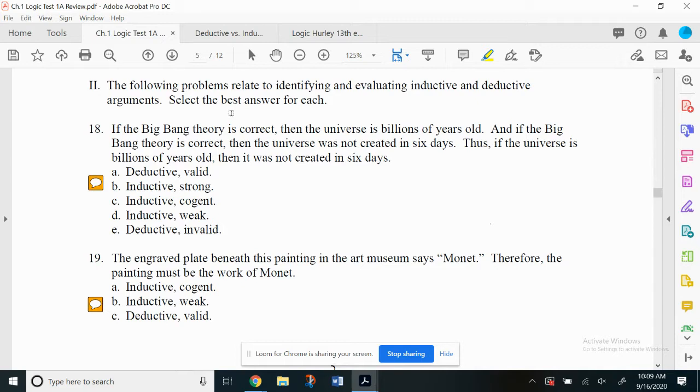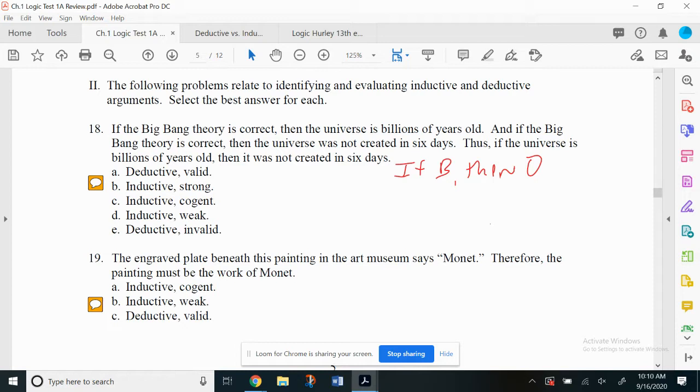In that section, I teach you how to map out the if-then statements. So I'm just going to do it really fast to see if we can get a form going up there. If Big Bang, so I'm going to do if B, then universe is billions of years old. Oh, sorry, I can't use B twice for something different. So I'll say if the Big Bang is correct, then universe is billions of years old.